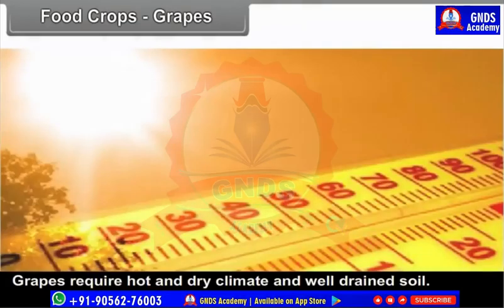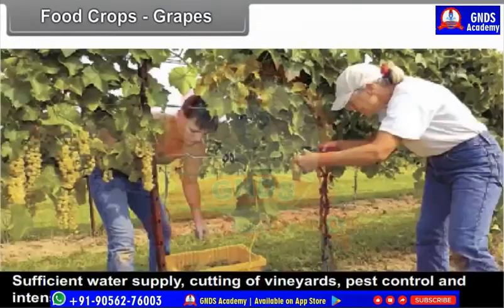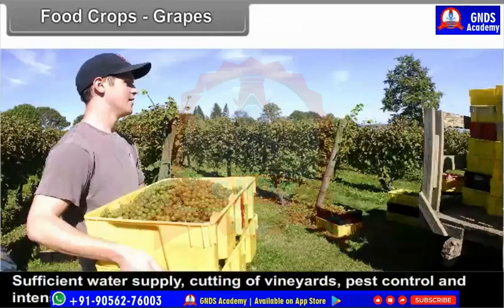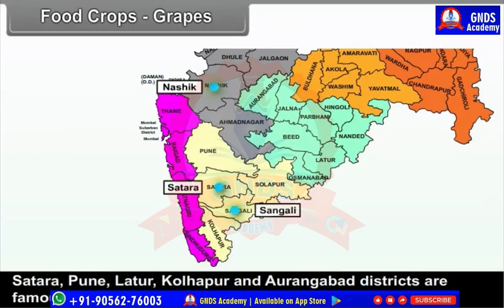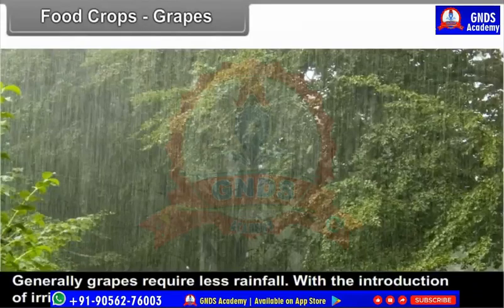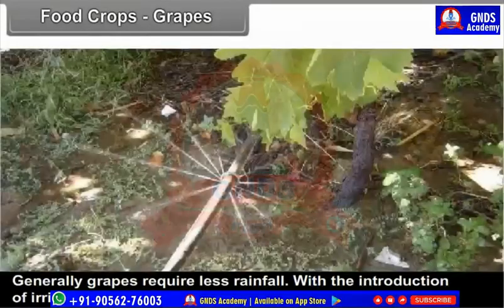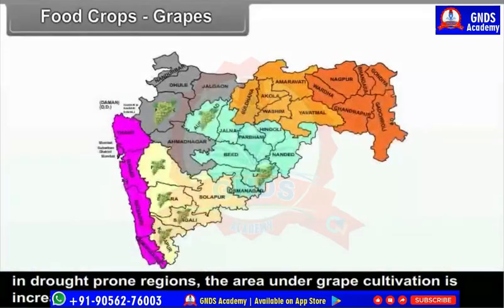Grapes. Grapes require a hot and dry climate and well-drained soil. Sufficient water supply, cutting of vineyards, pest control and intensive care is required. Nasik, Sangli, Satara, Pune, Latur, Kolhapur and Aurangabad districts are famous for commercial grape production. Generally, grapes require less rainfall. With the introduction of irrigation supply in drought-prone regions, the area under grape cultivation is increasing.